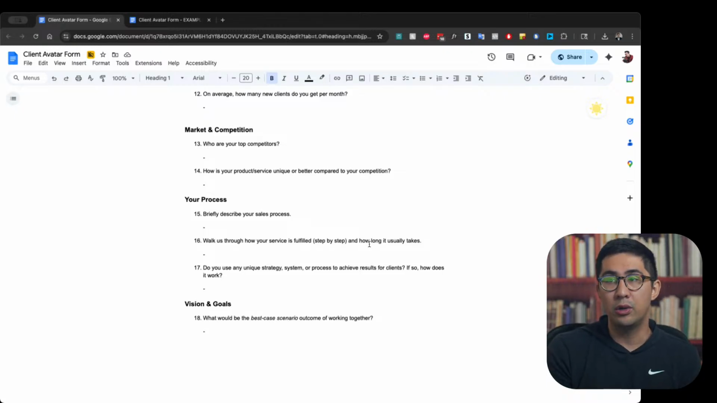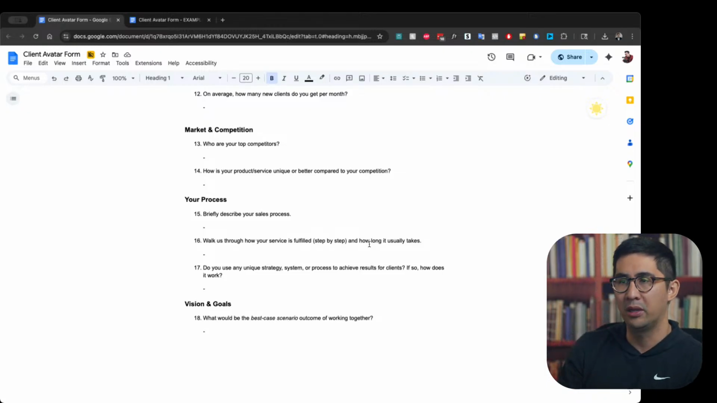Number 16, walk us through how your service is fulfilled step by step and how long it usually takes. Again, this is going to be different for each business, but for the most part, I would simply want to know what is your standardized operating procedure when it comes to fulfillment. That may look different depending on the product or the service that you sell, but it doesn't have to be a long, drawn out answer. For the most part, I'm sure that most people have a step-by-step process.